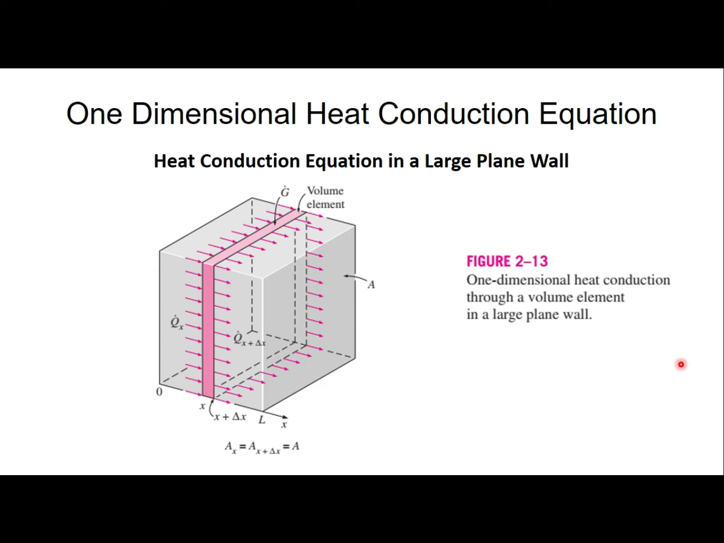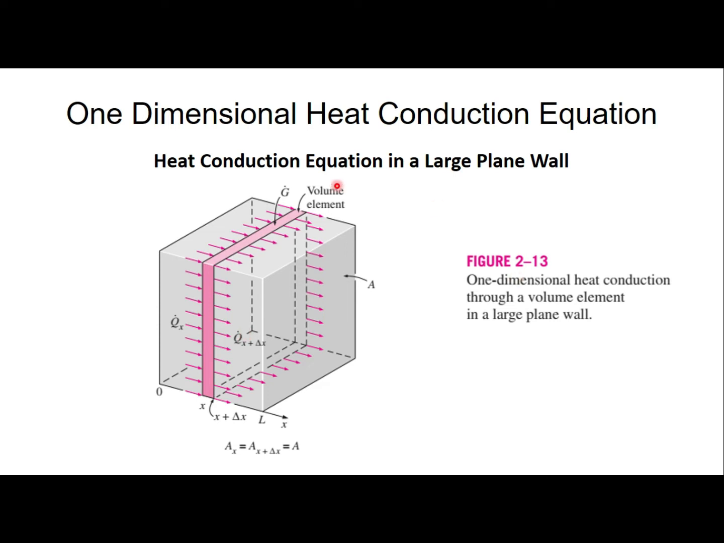So consider we have a thin element here, whose thickness is delta x, in a large plane wall as shown in this diagram. Assume the density of this thin wall is rho, and the specific heat is C, and the area of the wall normal to the direction of the heat transfer is A. The energy balance on this thin element during the small time interval delta t can be expressed in the upcoming slide.